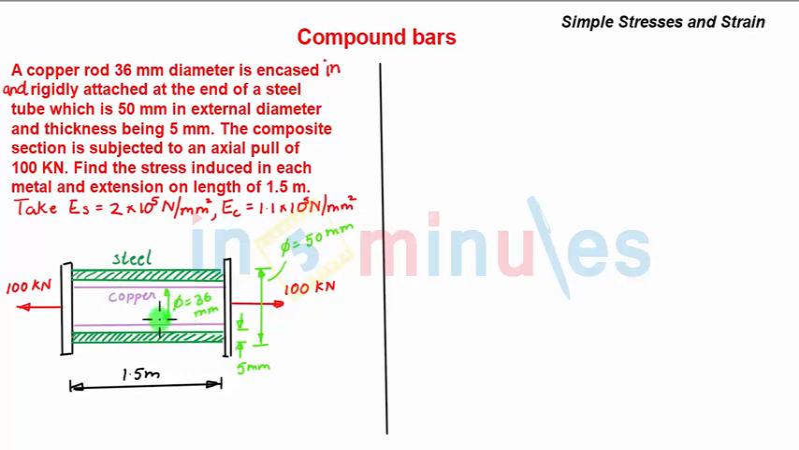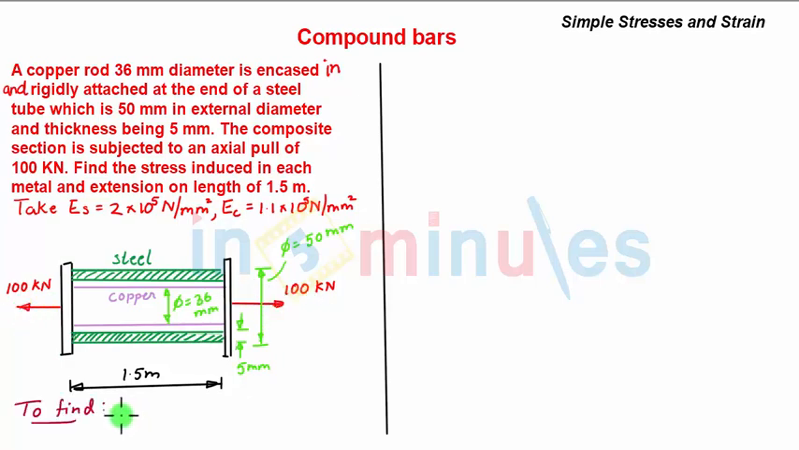We have this copper rod of diameter 36 mm which is inside a steel tube of outside diameter 50 mm and the thickness of the tube being 5 mm. The length of both copper rod and steel tube is 1.5 meter. We can see both copper rod and steel tube are attached rigidly and both its ends are subjected to an axial pull or tensile load of 100 kilonewton.